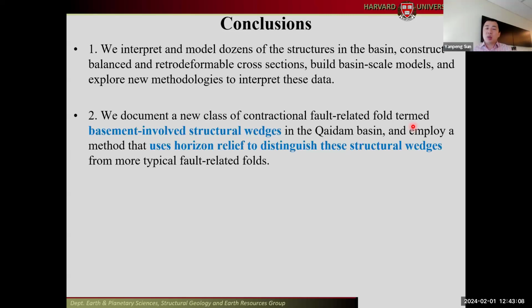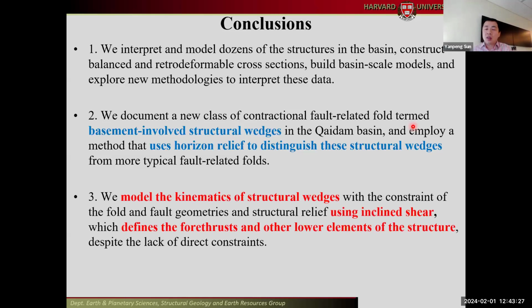And secondly, we document this new class of contractional fault-related folding, which is the basement involved structural wedges in the basin. And we also employ some method really constraining the horizon relief to distinguish these structural wedges from the more typical fault-related faults. And thirdly, we model the kinematics of the structural wedge using the inclined shear algorithm, and really that helps us define the fault thrust and some of the lower elements of the structure.